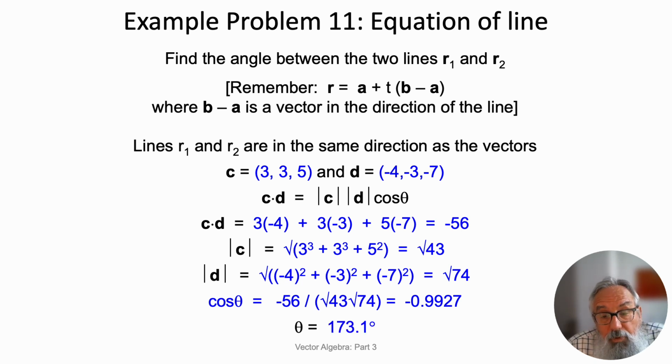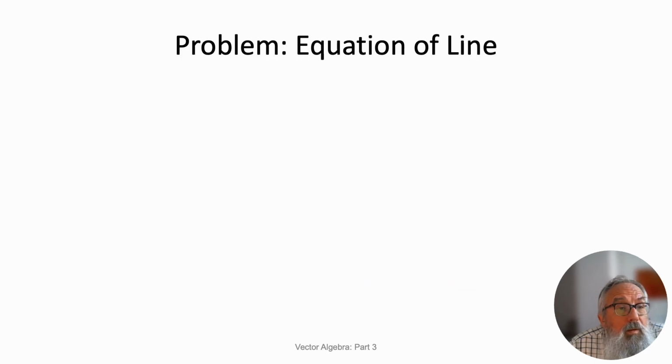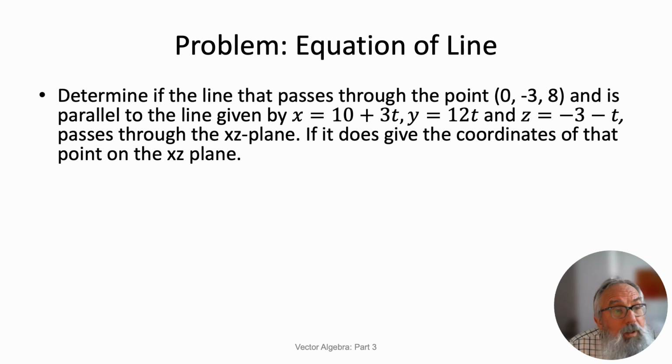So the angle between these two is 173 degrees. Equation of a line problem again. Determine the line that passes through the point (0, -3, 8) and is parallel to the line given by this, in component Cartesian form.